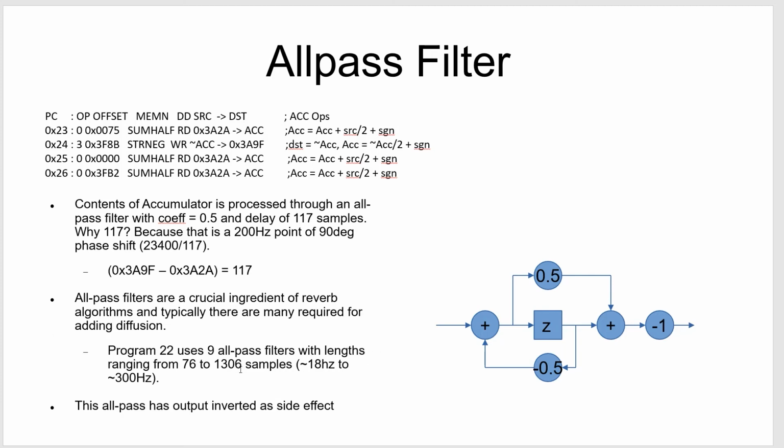It has 9 all-pass filters in there. And again, when you look at the actual code at the address offsets, because remember, the length of it is, we go from this address to that address. And so that address length is the number of samples. And it turns out it has diffusers from 18 hertz to about 300 hertz. And this is because it's a dark reverb. So it's purposely diffusing the low frequencies.